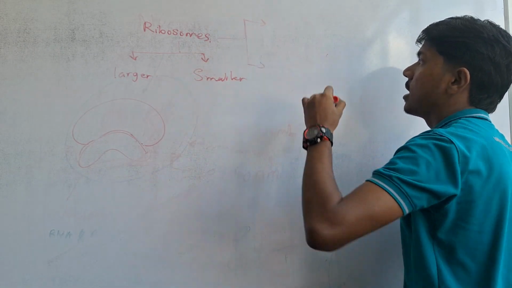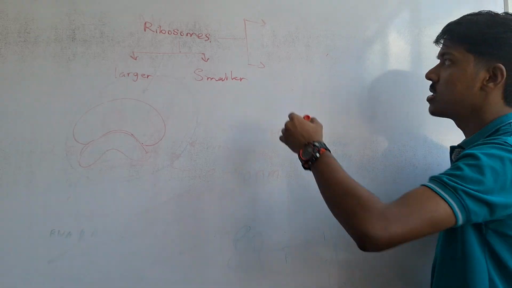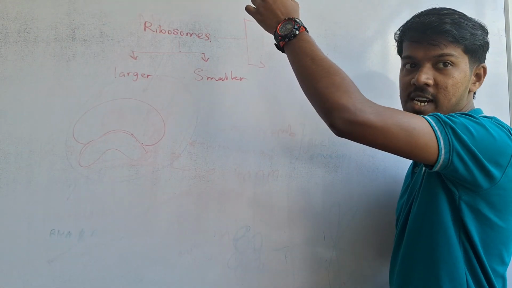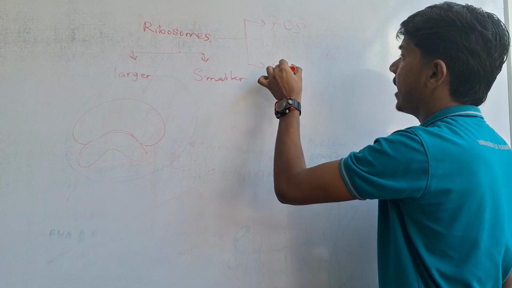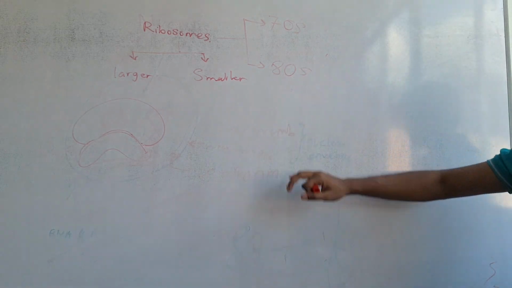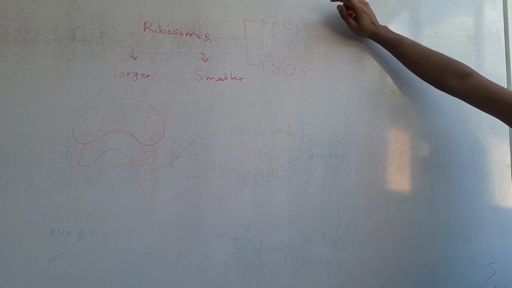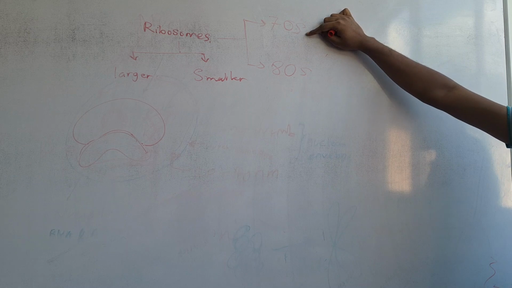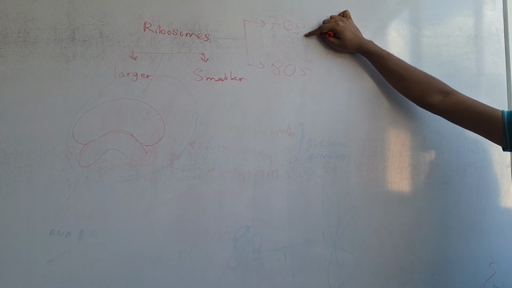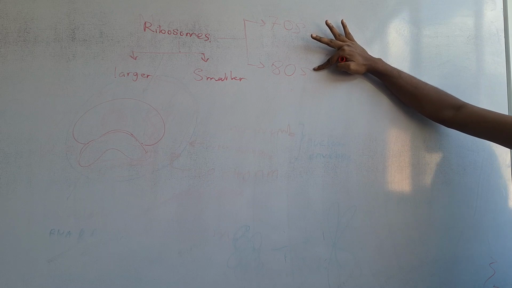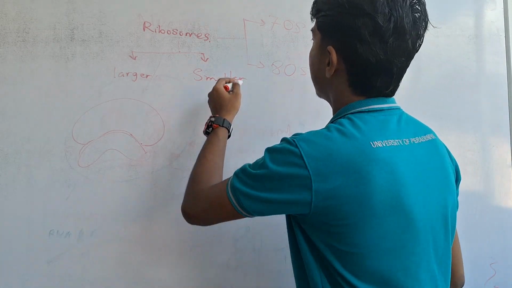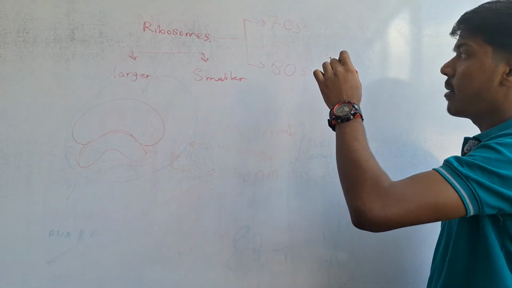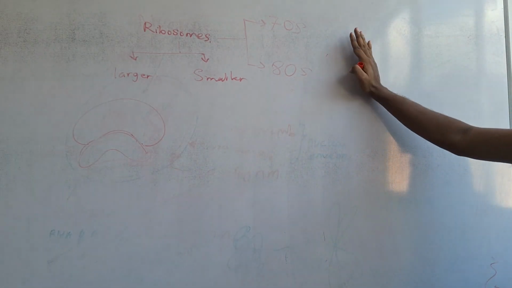Other than that, there are two types of ribosomes. Under eukaryotes we studied 70S and 80S ribosomes. 70S ribosomes are present in where? Prokaryotes and eukaryotes. 80S are present only in eukaryotes. These are the two types of ribosomes according to the structure.